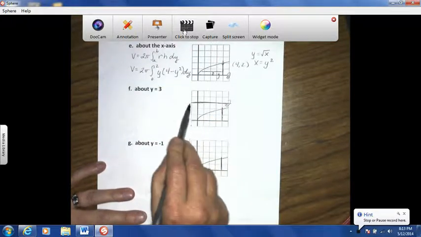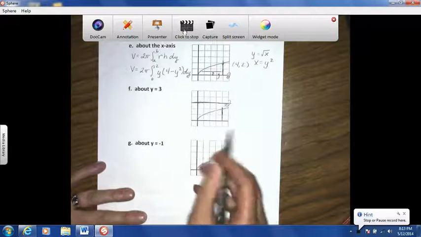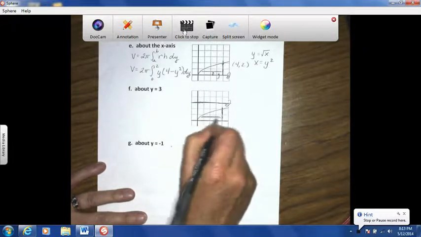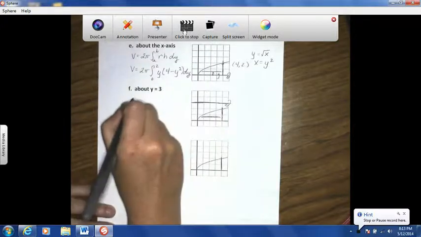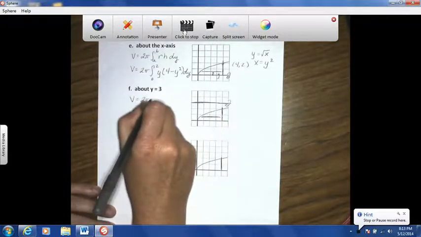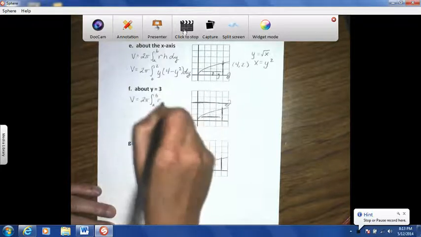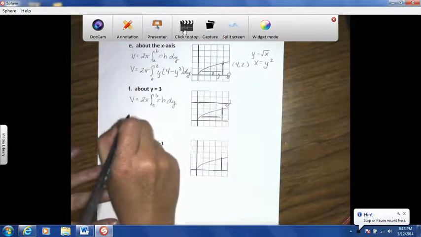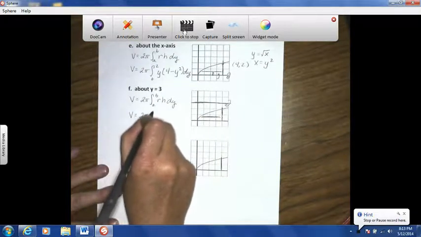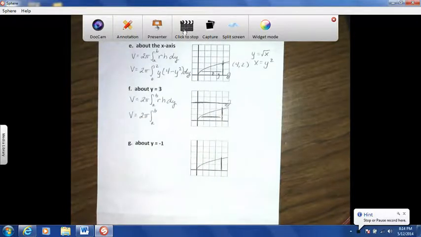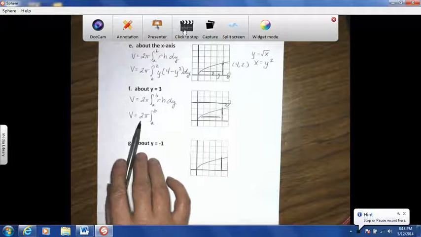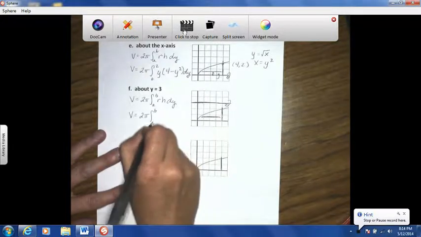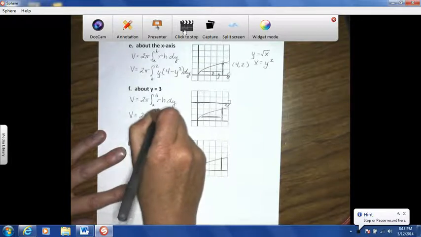Once again, if we have a horizontal axis of rotation, that means we need horizontal rectangles. So if we're working with horizontal rectangles, that means volume is going to be 2 pi times the integral from a to b of r times h times dy. And just like with the vertical rectangles, the only thing that's going to change from one form to another is the radius, the distance from the axis of rotation to the rectangle. We still have the 2 pi as part of the formula. We still have the limits of integration going from 0 to 2.